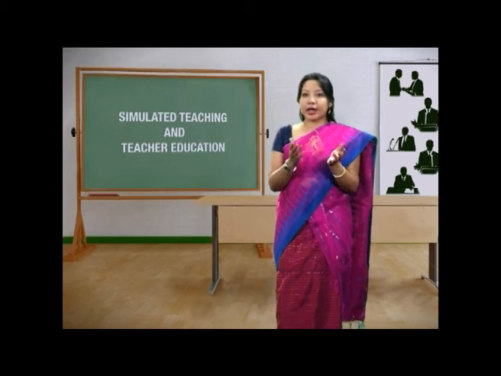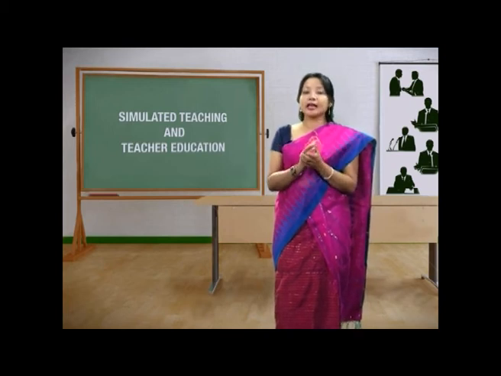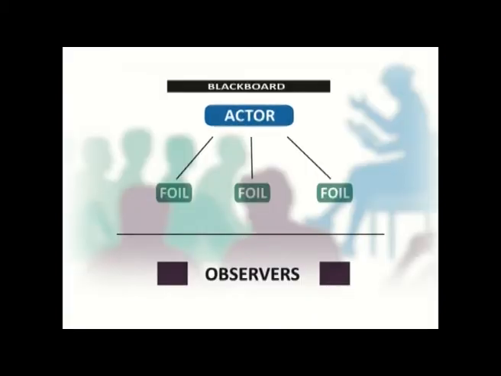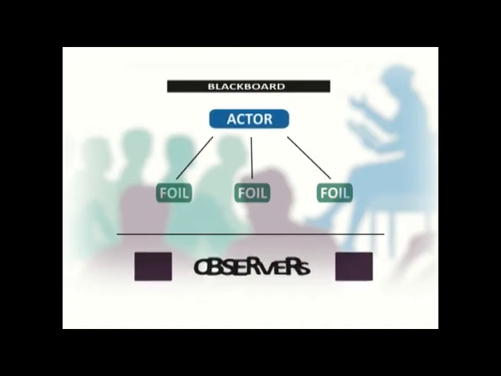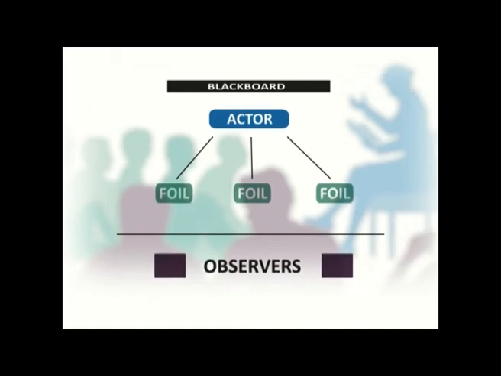It can be diagrammatically represented as: the one who teaches is called an actor, 2 students act as observers, and the trainees, 2 to 4, who play the role of students are called foils.